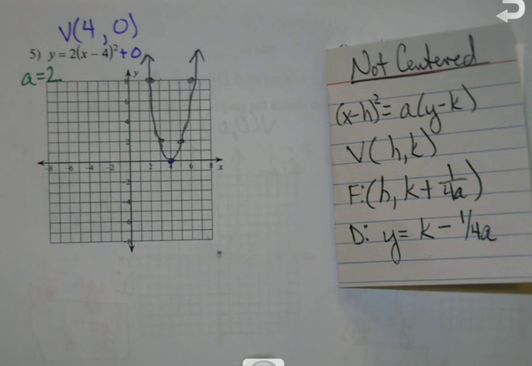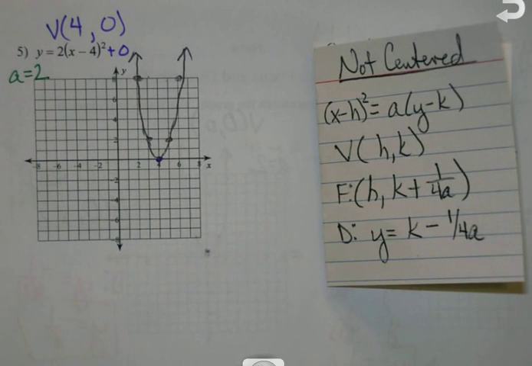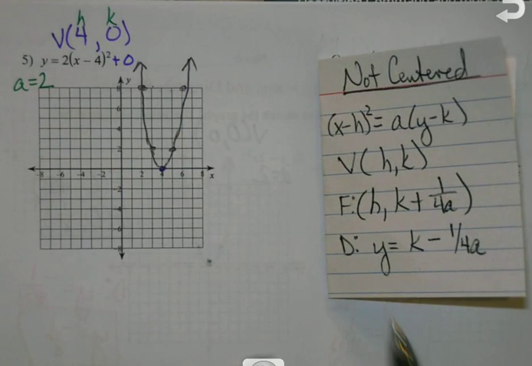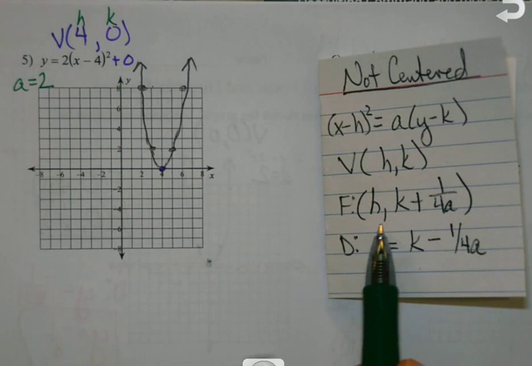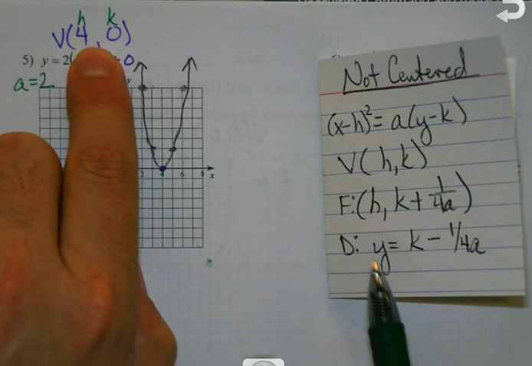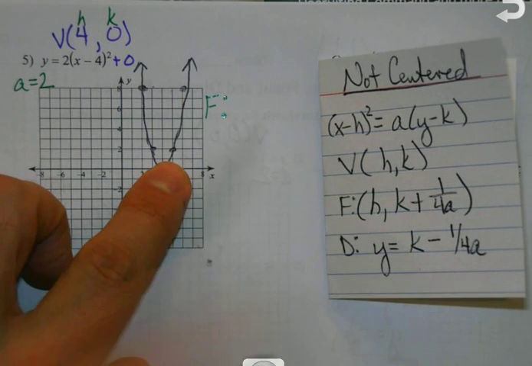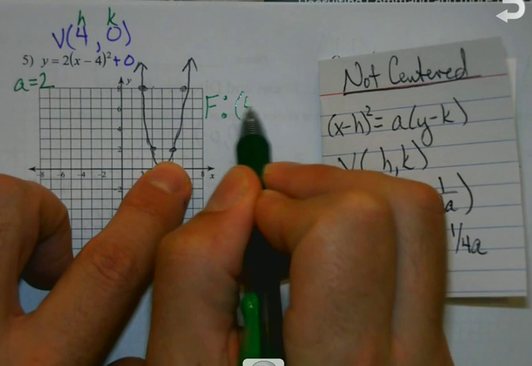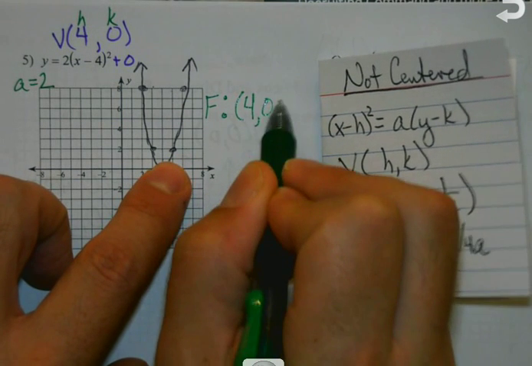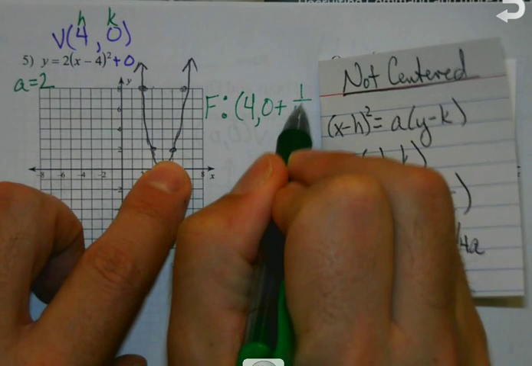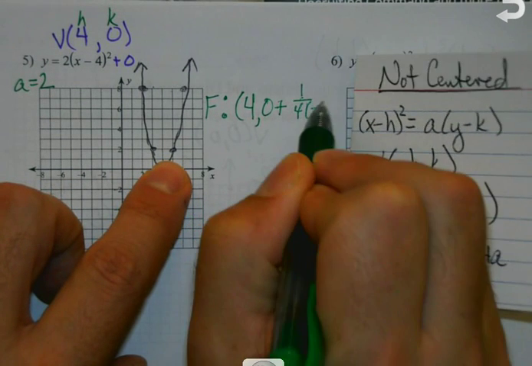But this time, when it comes to my focus and directrix, well, things got a little more interesting. Because now I look at my focus and I'm like, ooh, h and k are in here now, but I get those from my vertex anyway. So my focus is (h, k plus 1 over 4a).